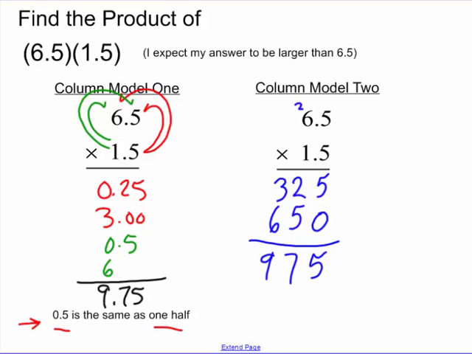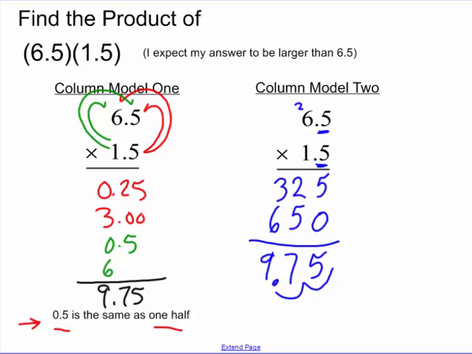Now here's the key: I have to know where to place that decimal point. And with column model number 2, we found that if we count up the number of decimal places in the original question and then I jump over, I end up with the correct location of where to put the decimal point.